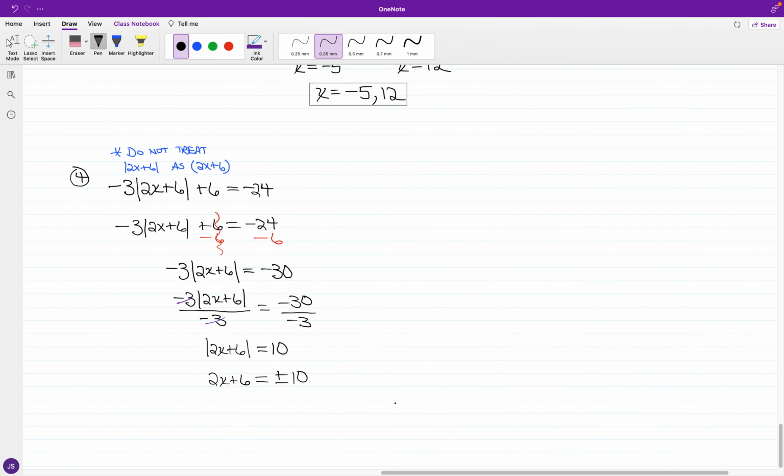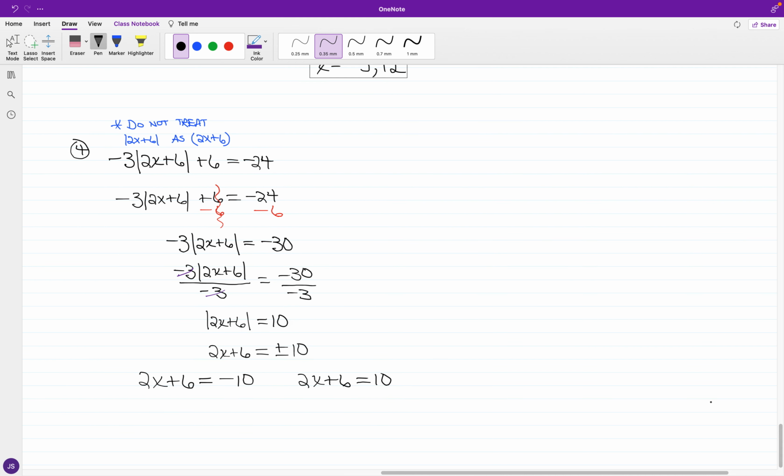And looking at setting up our linear equations simultaneously, again, one way that 2x plus 6 will go will be when it is equal to negative 10. And the other way will be where we have 2x plus 6 equal to 10.